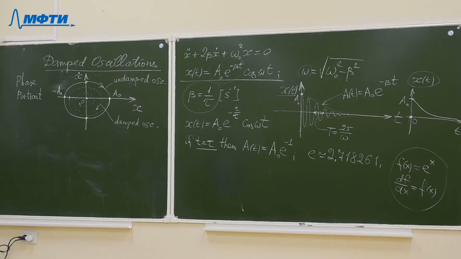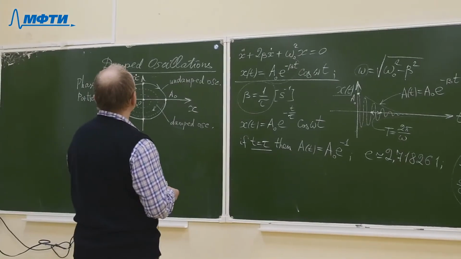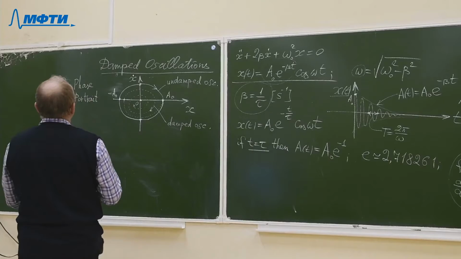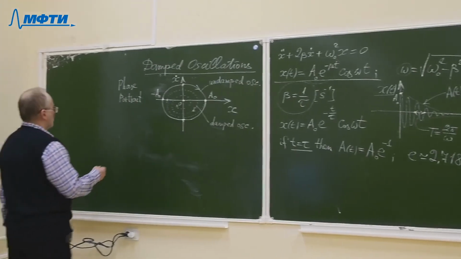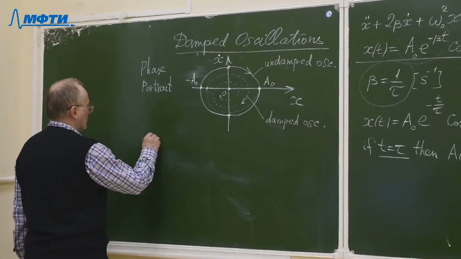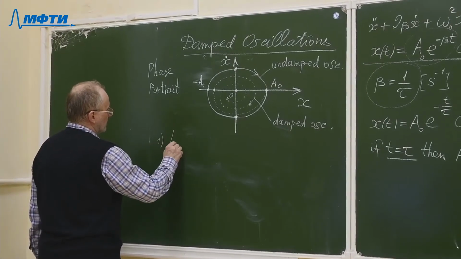Next, I will consider some quantities very important in describing the damped oscillations. The first quantity will be the logarithmic decrement.